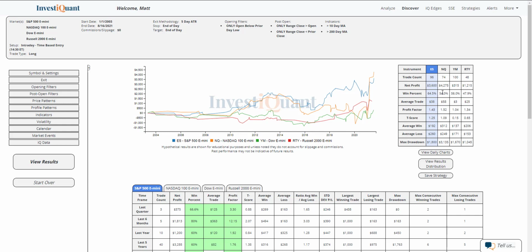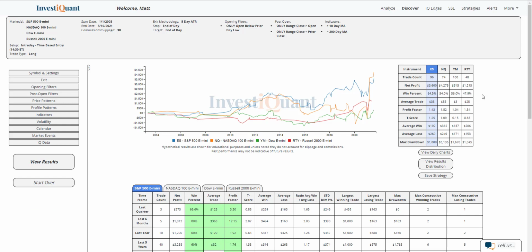Win rates on these are a little bit mixed, but the S&P is coming in the strongest of the group, at 65% of these continuing higher beyond that 2:30 price. For the NASDAQ, it's 54%, 56% in the Dow, and the Russell, the only one under 50%, is coming in at 48%. So a little mixed on some of those win rates, but the S&P has been the strongest of the group there.